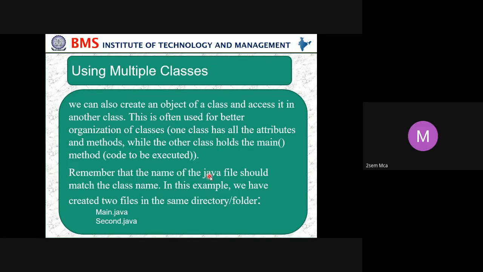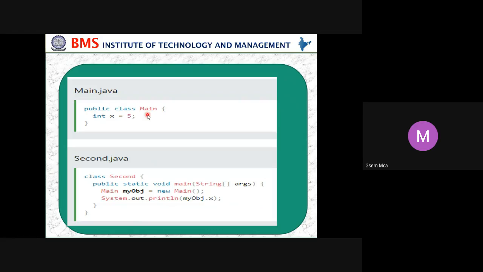Always your Java file name and class name should be same. So in this example, we create two files in the same directory or a folder, main.java and second.java. In main.java, this is one file, what we have done is x equals 5. And one more, we are creating second.java because the name is second. Then we are creating an object and calling it my object, new main.